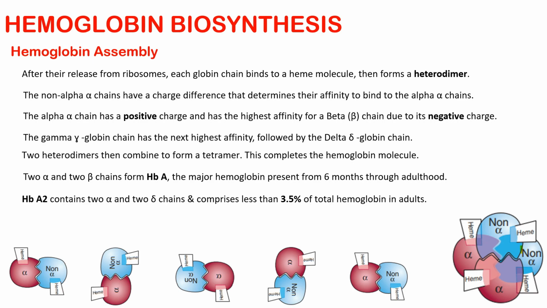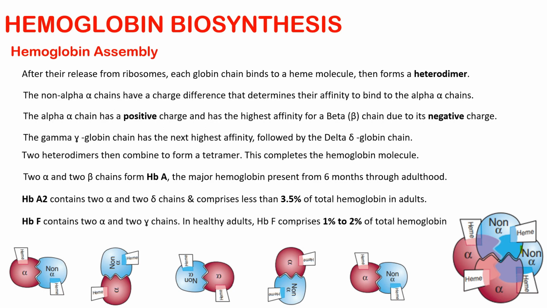Hemoglobin A2 contains two alpha and two delta chains and comprises less than 3.5% of total hemoglobin in adults. Hemoglobin F contains two alpha and two gamma chains. In healthy adults, hemoglobin F comprises 1% to 2% of total hemoglobin.